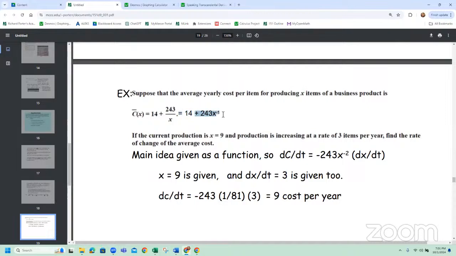What's the derivative of 243x to the negative 1? Well, you bring the negative 1 down, so it'll be minus 243x to the negative 2. What rule did I just use? What's the rule where I bring the power, negative 1, down? The power rule. Yep, thank you, Aiden. It's the power rule. And then where does this dx/dt come from? What rule is giving me that? Begins with a C.